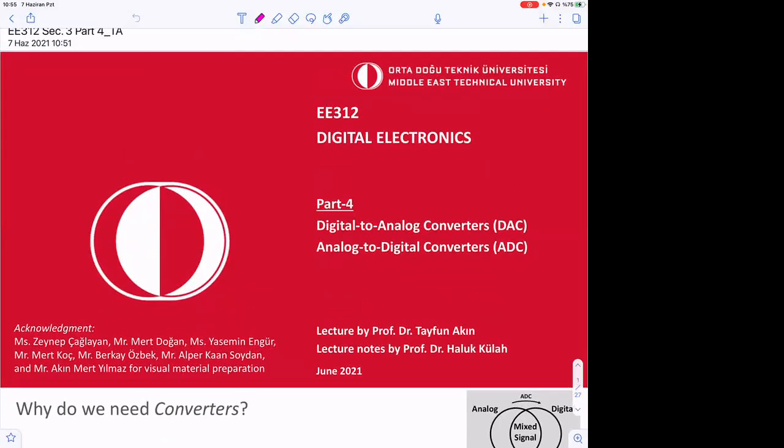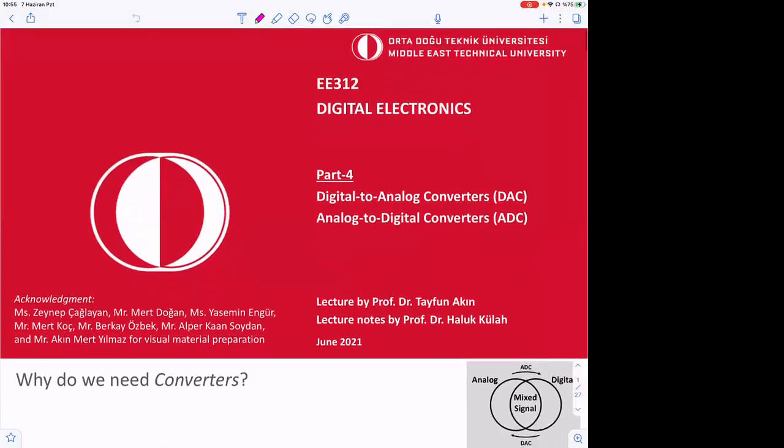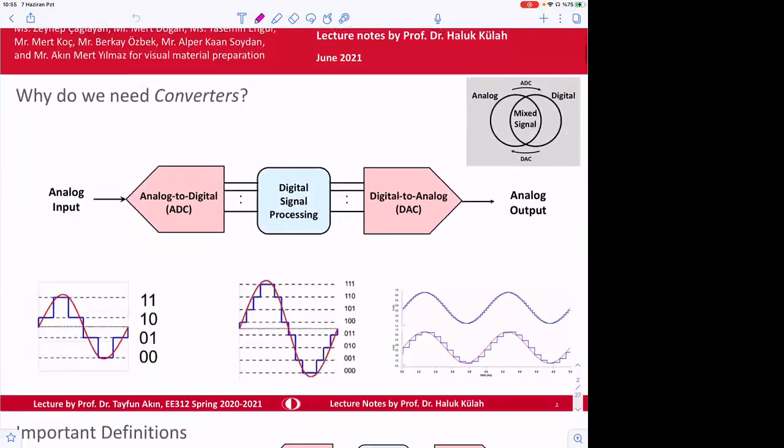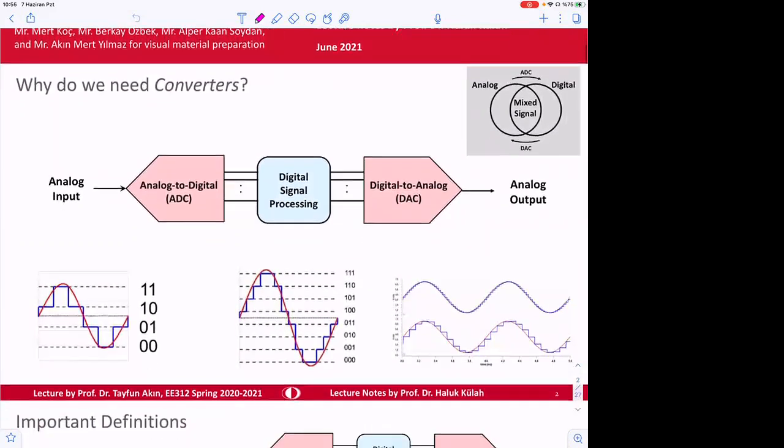So today we will see the last subject of the course, digital to analog converters and analog to digital converters. This is an important subject, and then we cover it in terms of digital electronics course. As you know, the signal in the environment in the world is in the analog format.